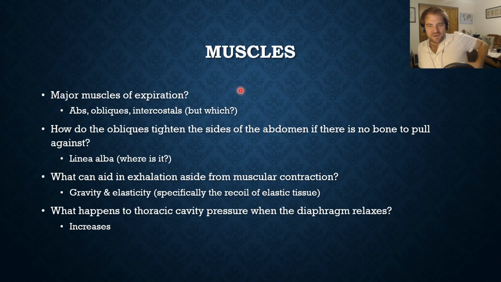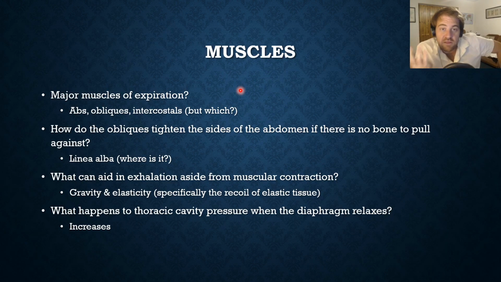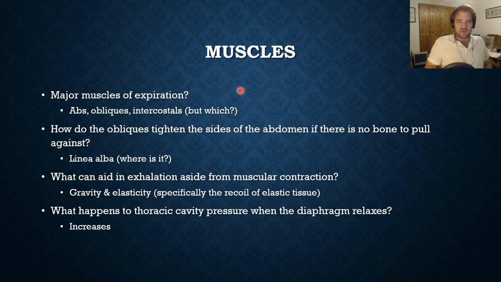Anyway, so the sides of the abdomen, right? The obliques are going to tighten those. How do they do that if there's no bone to pull against? They do connect back here to the spine, to the vertebrae, but in the front, there's nothing to connect to. So how can they tighten the sides? It's because of the linea alba, which is connective tissue that runs from the sternum to the pubic symphysis, right at the very top edge of the pubic bone. So it's like a very stiff structure.